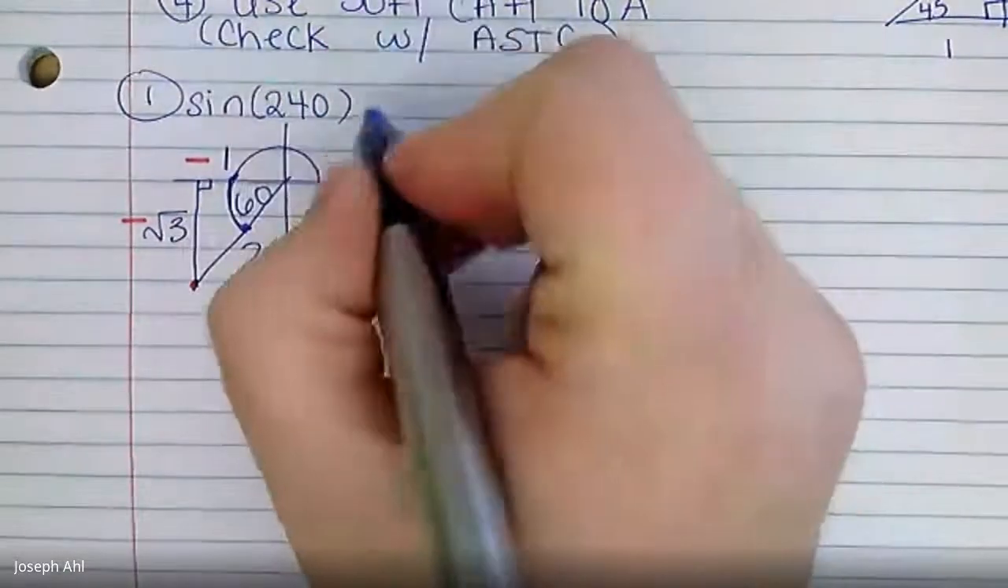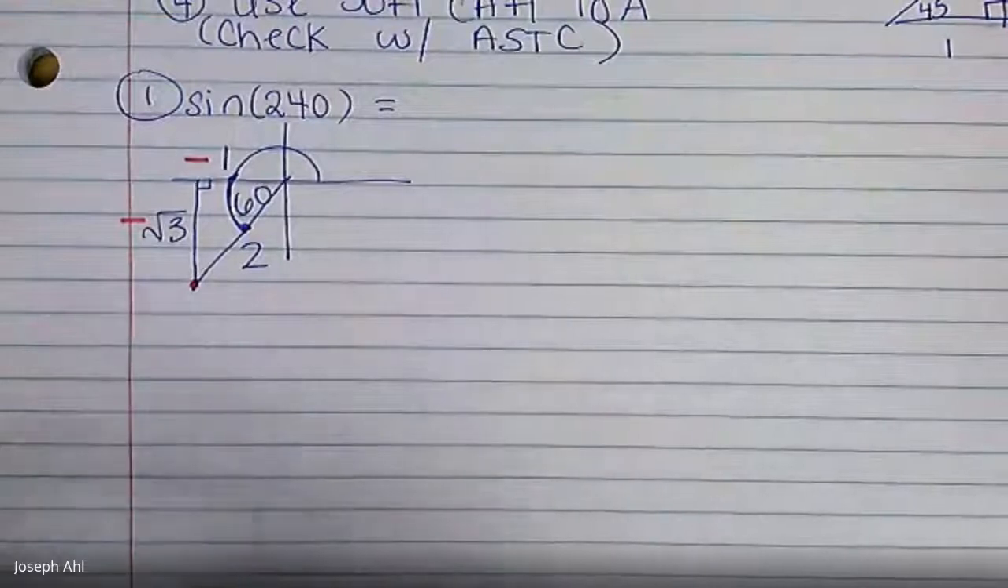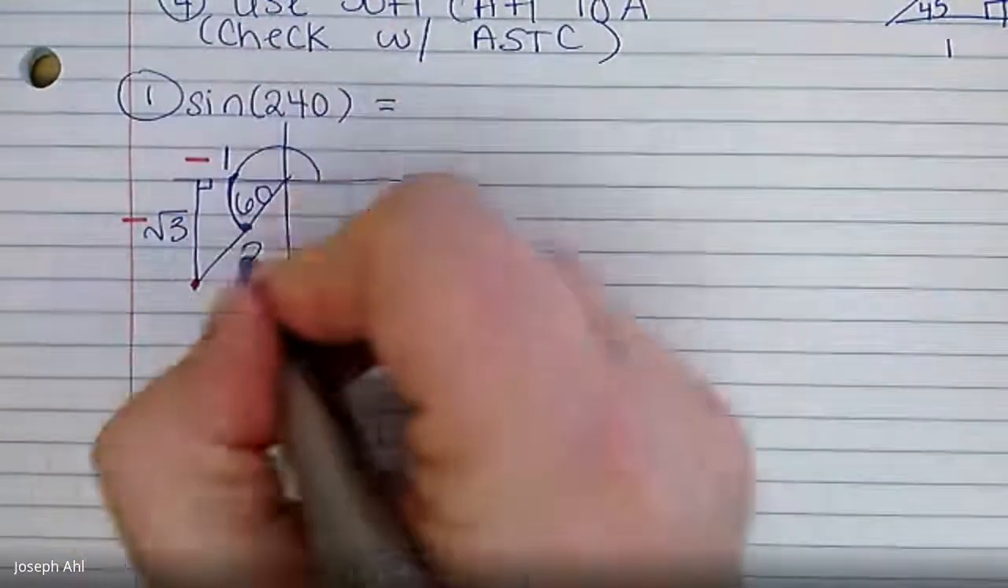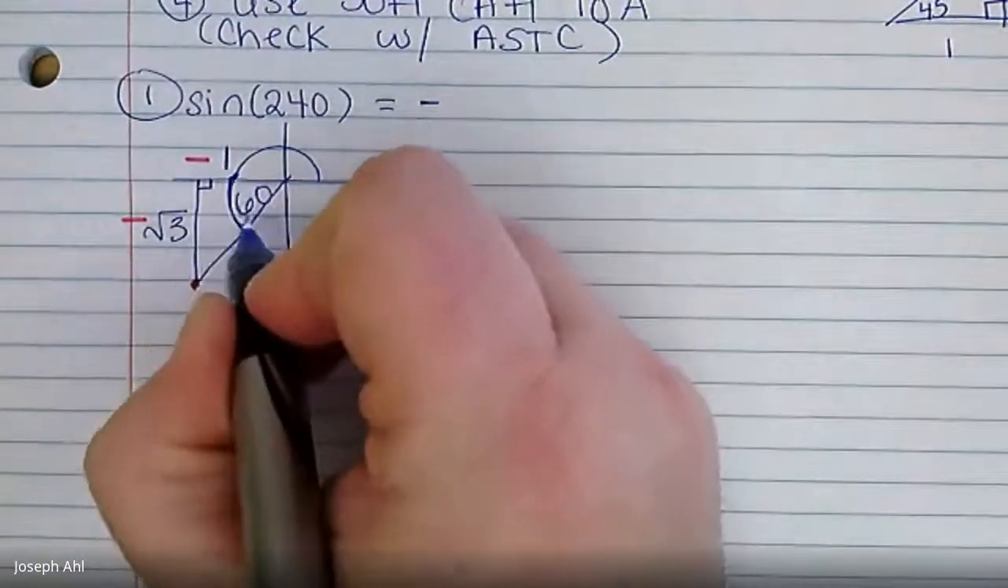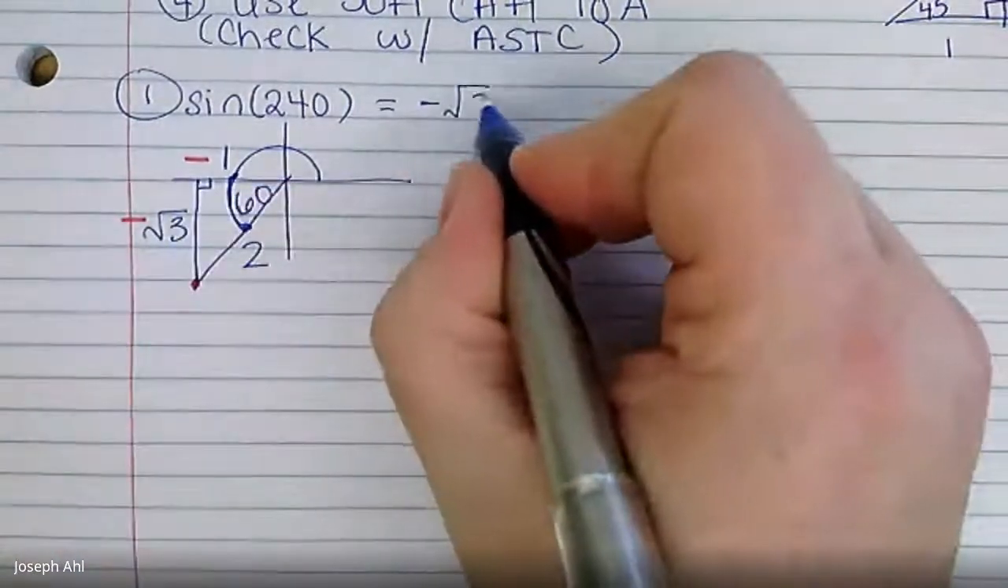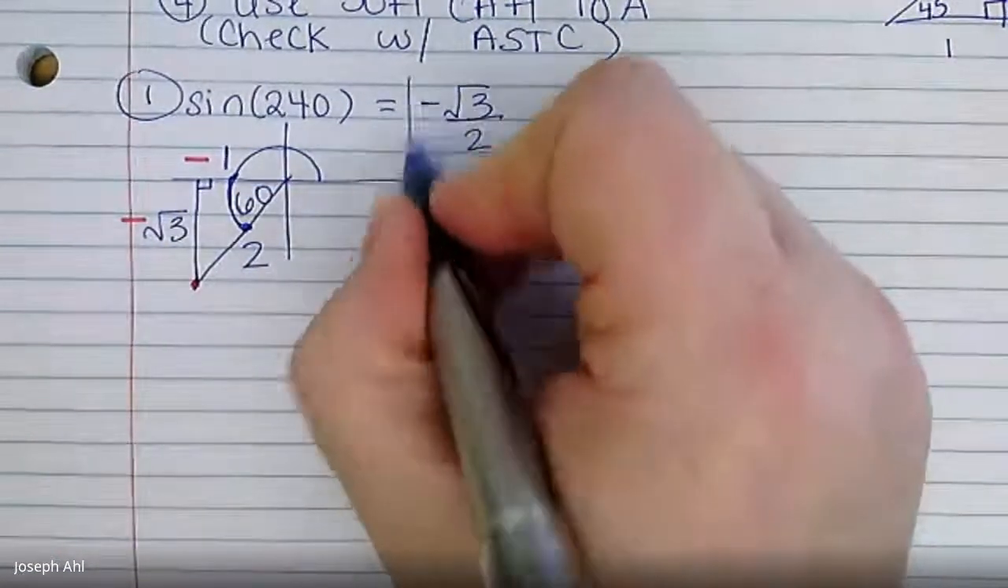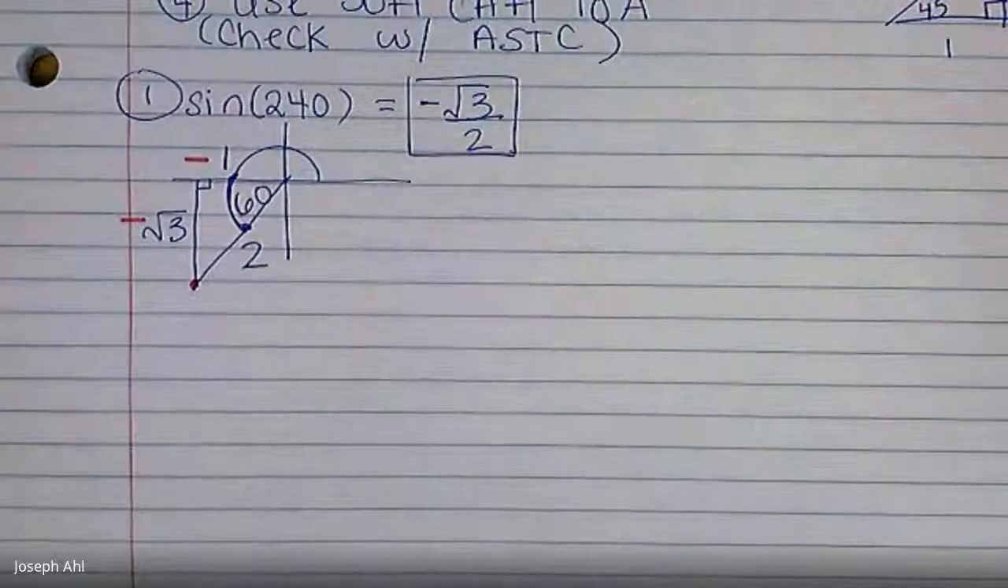Okay, finally, we're up to the part where we get to do SOHCAHTOA. Sine is opposite over hypotenuse. The opposite of this reference angle is negative radical 3. The hypotenuse is 2, and that's the final answer. Sine of 240 is negative radical 3 over 2.